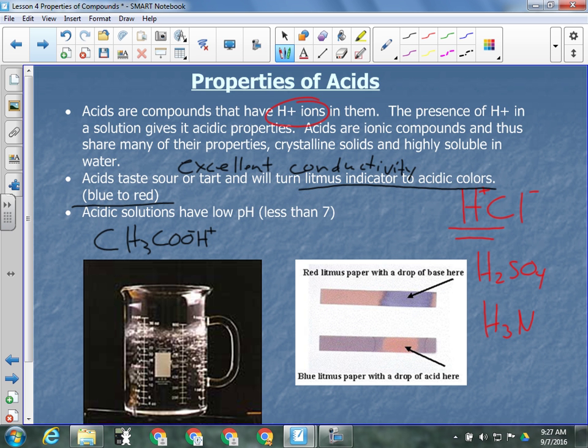Acidic solutions have a low pH, less than 7. So if you get a pH of 4, you're looking at a weak acid. If you get a pH of 2, you're looking at a strong acid. A pH of 1, really strong. Things like that.